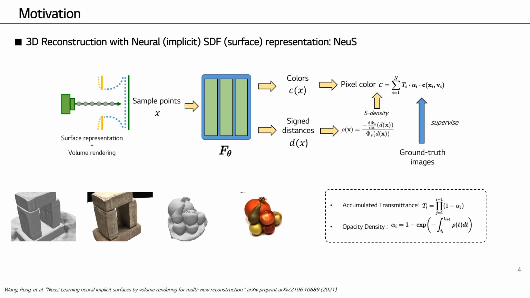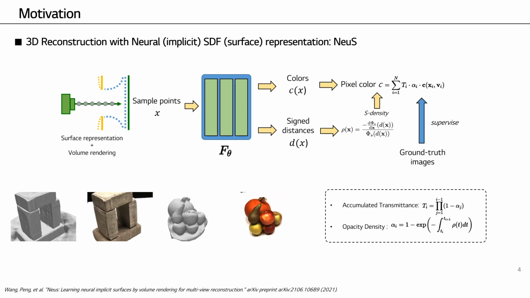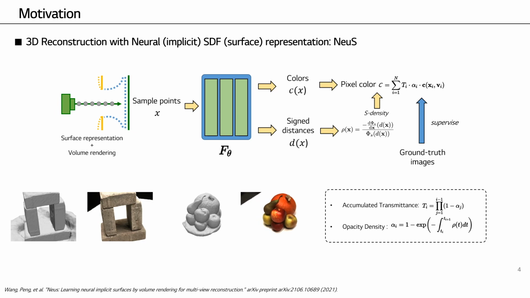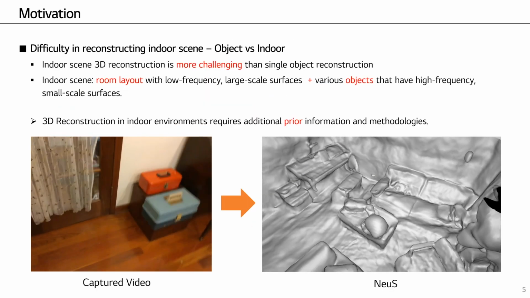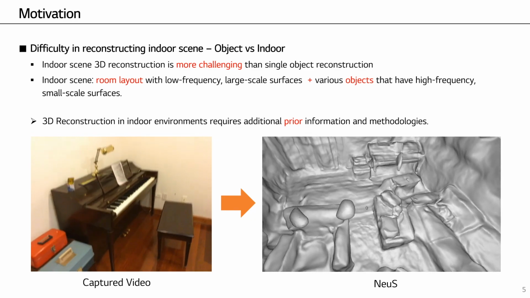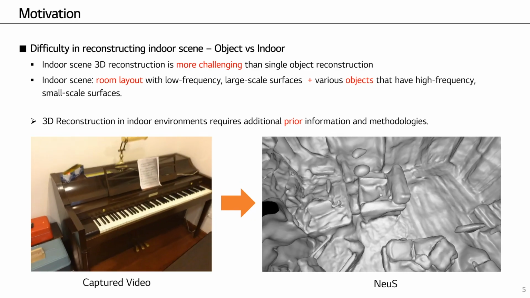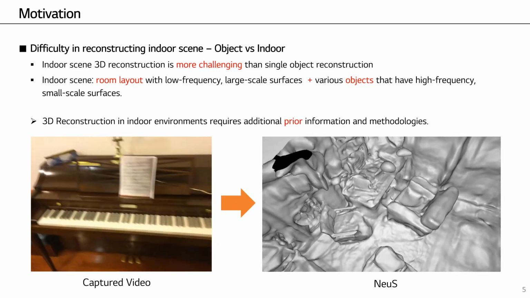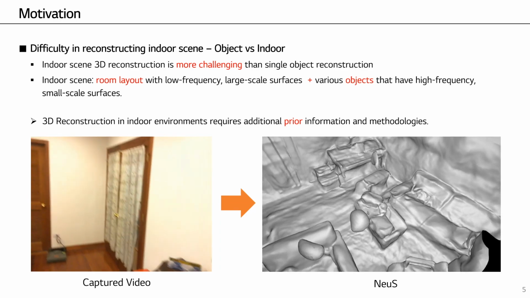Recently, many studies have shown that 3D surface reconstruction can be effectively achieved through neural implicit representation. While these works perform well in reconstructing objects, they struggle with indoor scenes, which are a mixture of room layout with low-frequency, large-scale surfaces and various objects with high-frequency, small-scale surfaces.